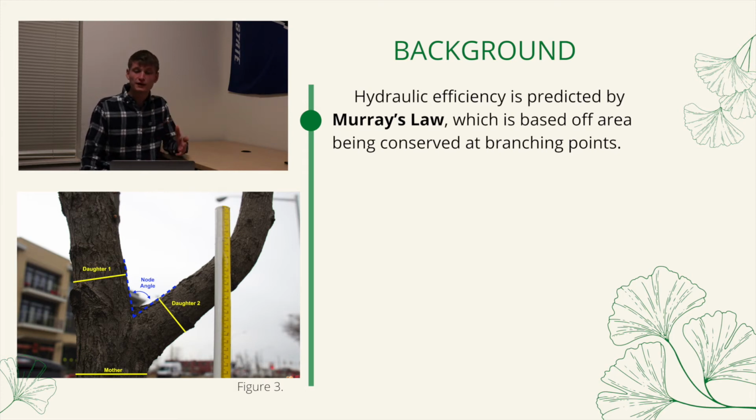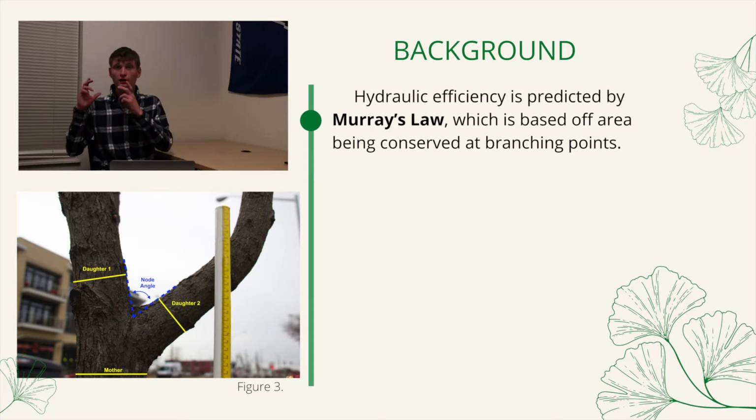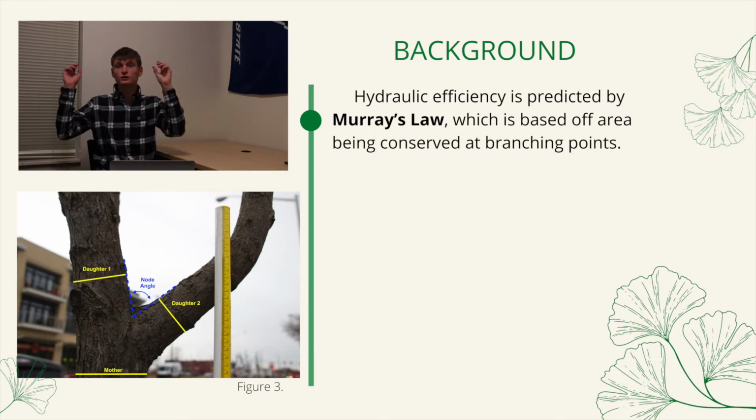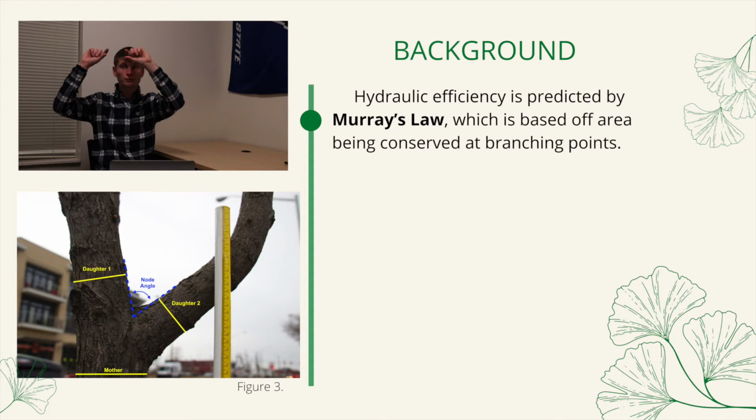We looked at Murray's Law, which looks at hydraulic efficiency, and it's the simplest model we looked at. It is based off of area being conserved at branching points. Basically, below a branching point, you would take the area of that, and if perfectly optimized, that area should be equal to the areas of the two branches right after the branching point put together.